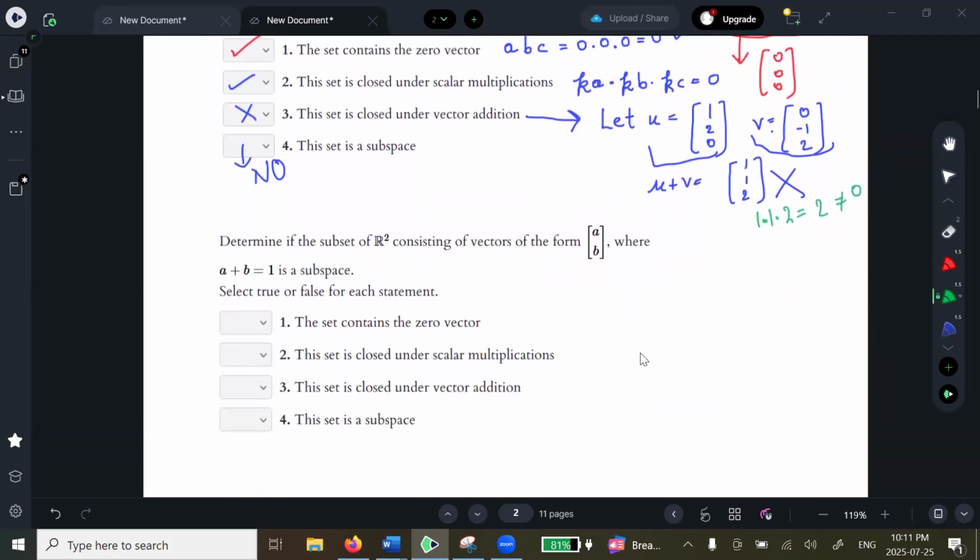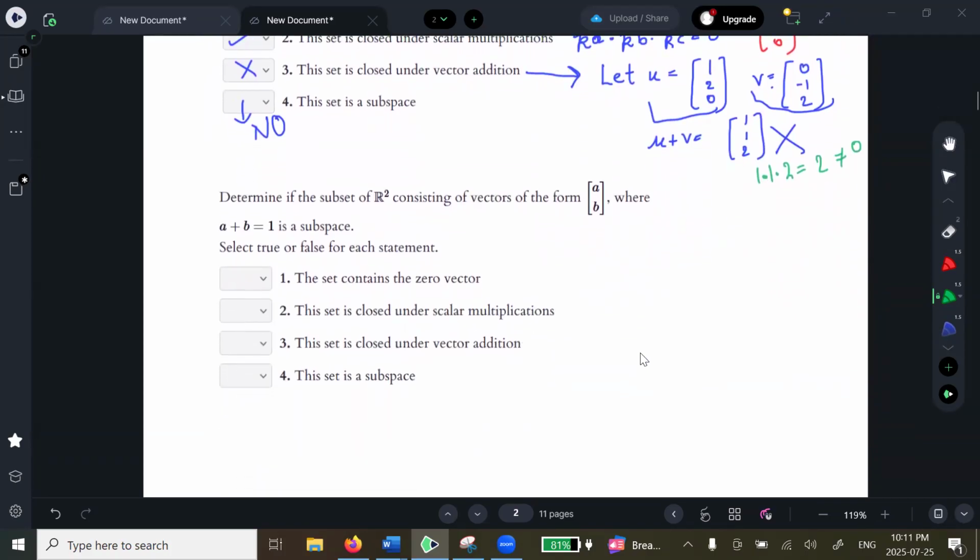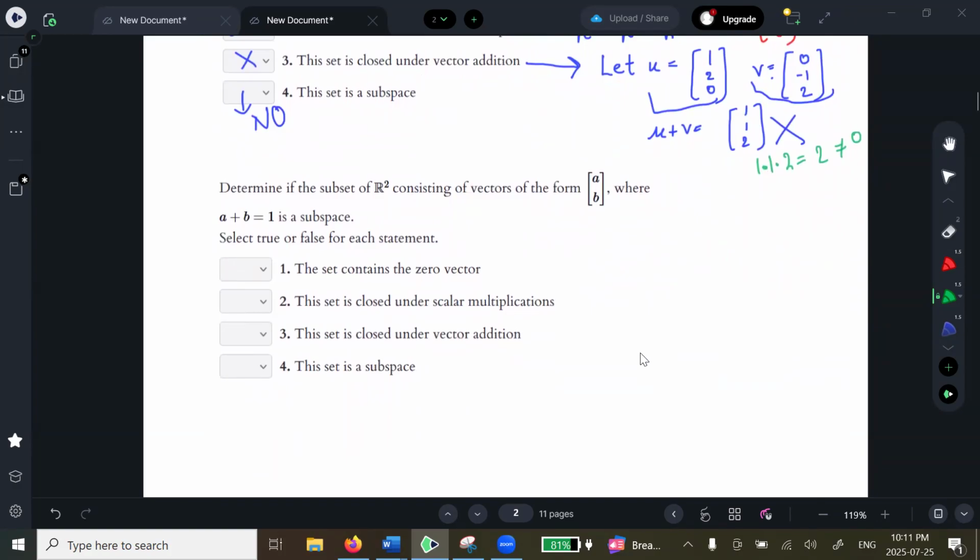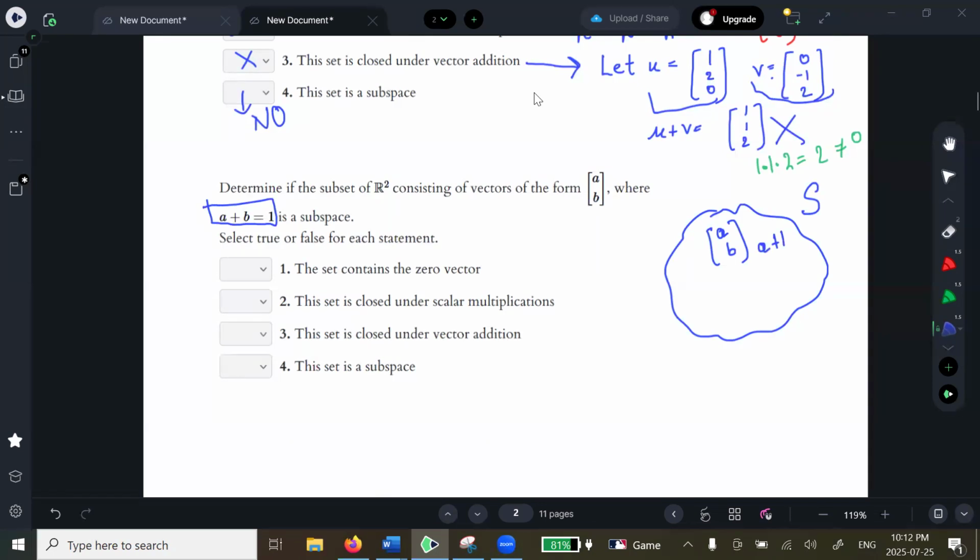I have one more example. Okay, let's take this one now. So now I have a subset. Let's call this the little house S. The only vectors that are allowed are those that satisfy this condition that I'm highlighting right now: if their sum equals 1. So that's the condition they have now, okay?